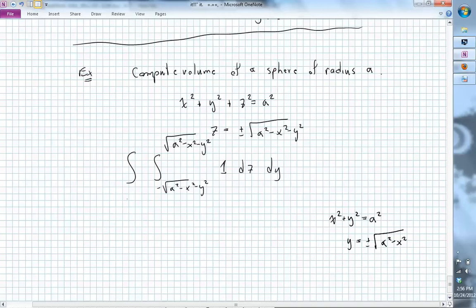So the lower limit is negative the square root of a squared minus x squared, and the upper limit is positive the square root of a squared minus x squared. And the last variable, between what x values? Negative a to a. I know you've done this a lot, so we'll keep it quick.